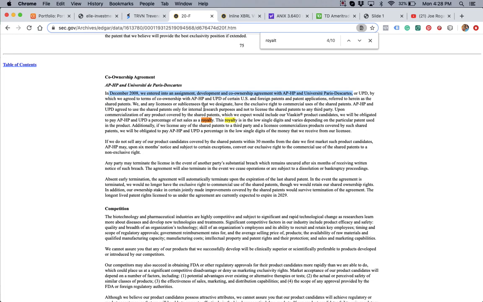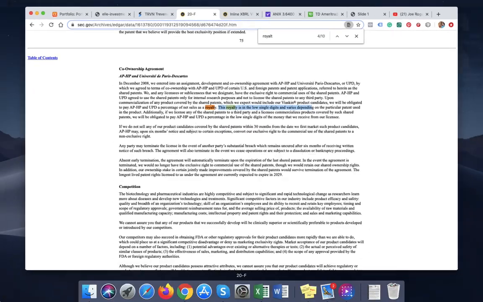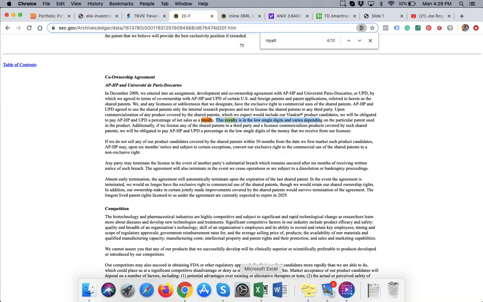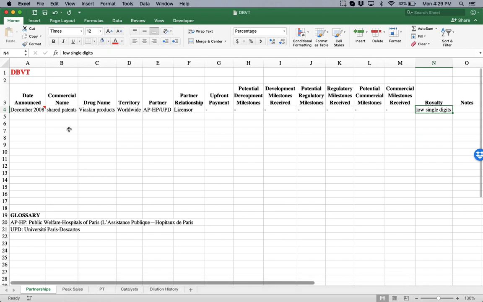So in this case, it looks like they didn't promise to pay any of those, but they do usually promise some sort of royalty. And so it looks like DBVT will have to pay a royalty in the low single digits, depending on what sales are. So when you're gathering your partnership information, you see here we have no milestones that we need to account for, but we do need to account for this low single-digit royalty.